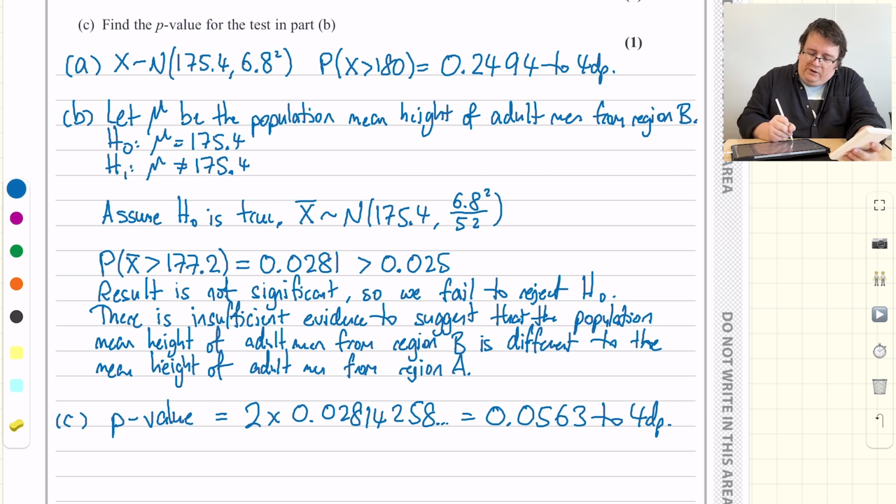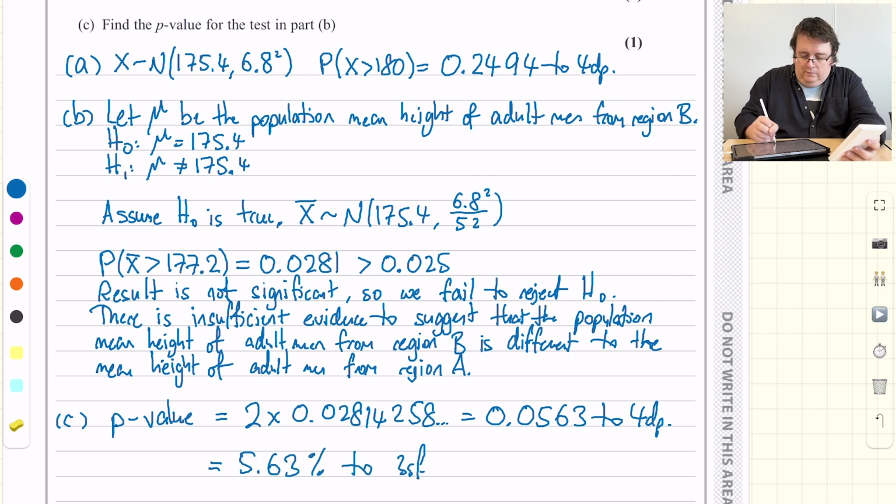And it's sometimes written as a percentage, so let's say 5.63%, to 3 significant figures on the percentage. So this is question number 5.